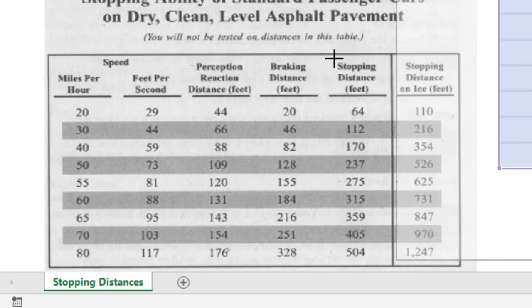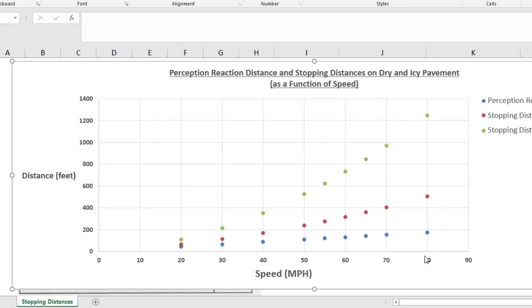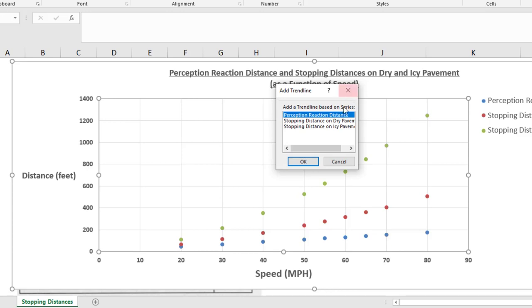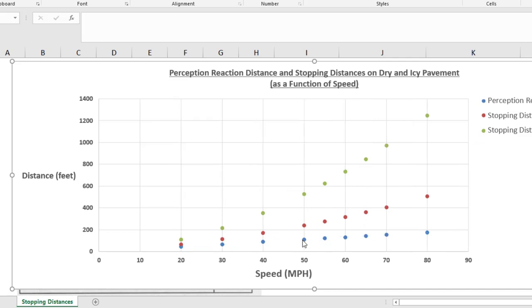So the important thing to look at is that all 3 of these data sets go up as you go left to right. The important thing is to notice the correlations are different in each. With perception distance, if you try to add a trend line with 3 data sets, it asks you which one you want to put it on. You can put a linear trend line on perception distance and it makes perfect sense because we analyzed that and it made sense to us.